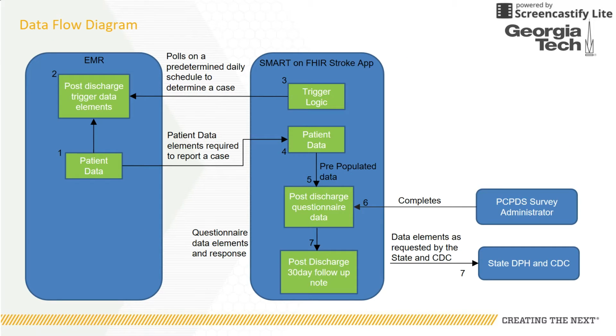Let us look at the data flow. The EMR contains all patient information for the reported incident as well as the patient history. The trigger has certain logic polling asynchronously to determine if a patient, when discharged from the hospital, needs to be monitored post discharge. Once the patient is identified, their data is collected into the Smart on FHIR Stroke app.